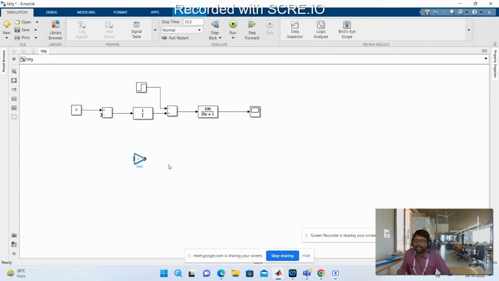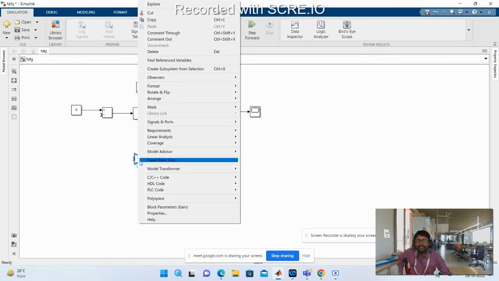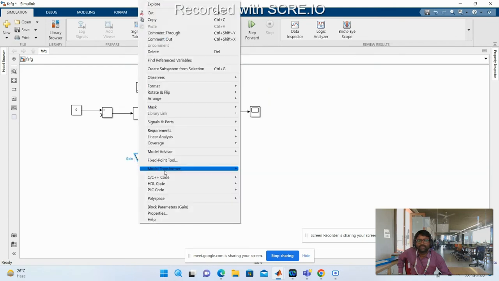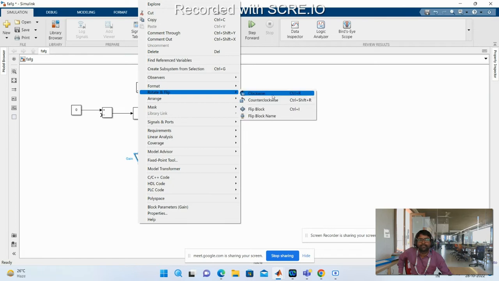Just simply rotate it. So right click here, and you can see rotate and flip. So you can rotate it in the clockwise direction. And again rotate in the clockwise direction.